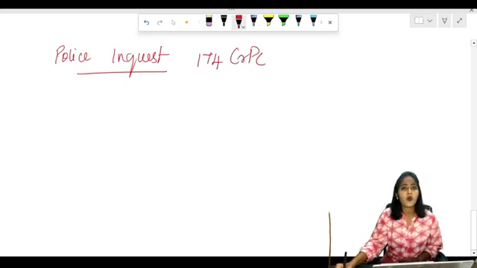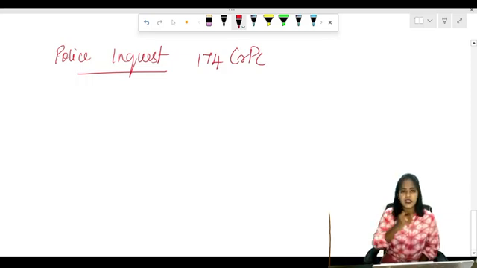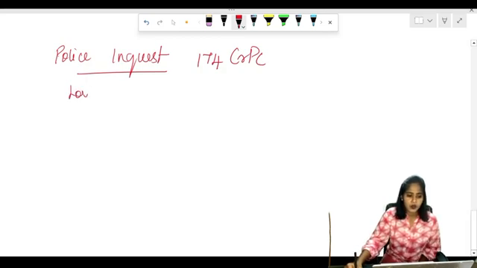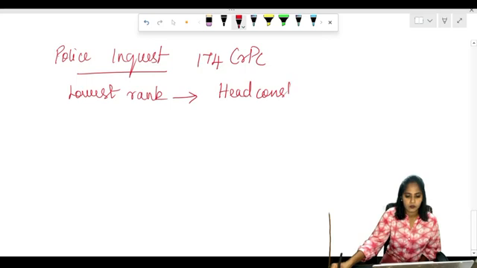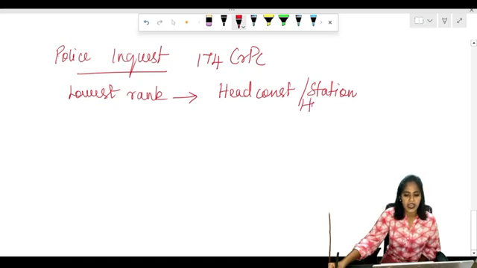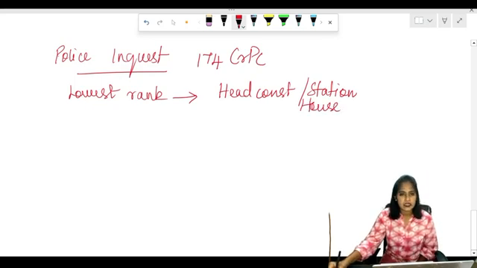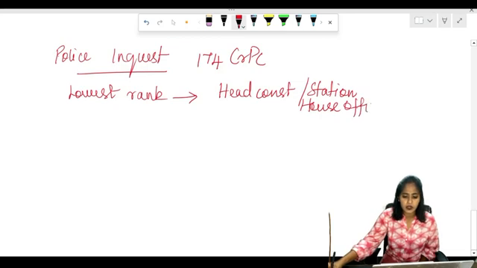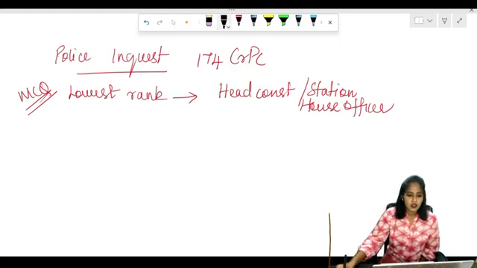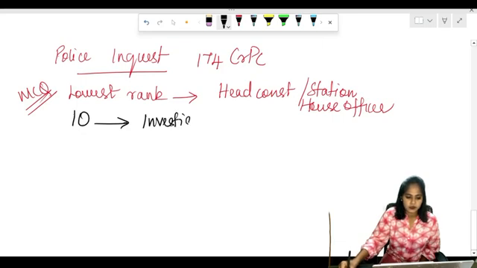So who will conduct this inquest? Not everyone, because there are many ranks in the police cadre. So the lowest rank, below that you cannot conduct an inquest, would be a head constable or a station house officer. He is the least ranked person who can conduct an inquest. Other than that, a PC cannot conduct. This is a very potential MCQ. He is called an IO, and IO is nothing but investigating officer.